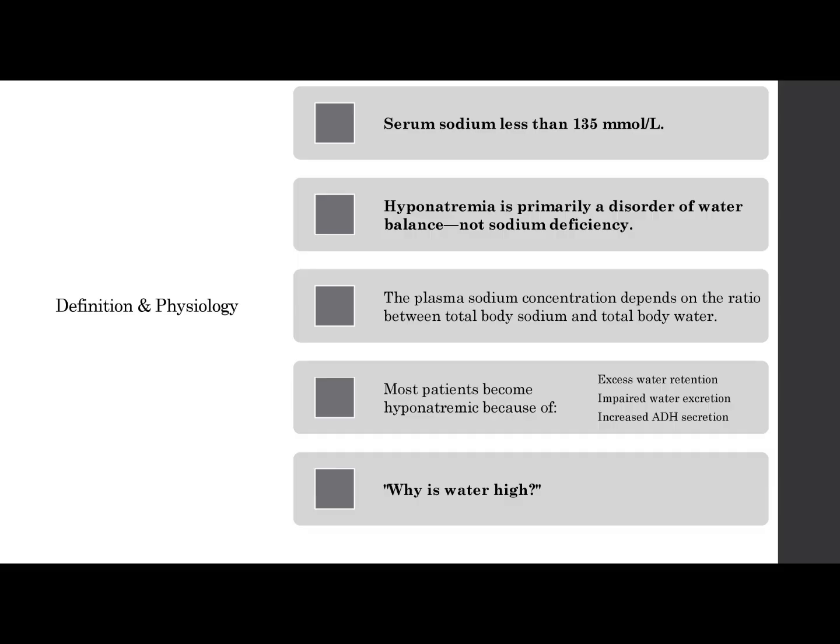Hyponatremia is defined as serum sodium less than 135 millimoles per liter. Remember, hyponatremia is primarily a disorder of water balance, not sodium deficiency. The plasma sodium concentration depends on the ratio between total body sodium and total body water. Most patients become hyponatremic because of excess water retention, impaired water excretion, and increased ADH secretion, rather than actual sodium loss.